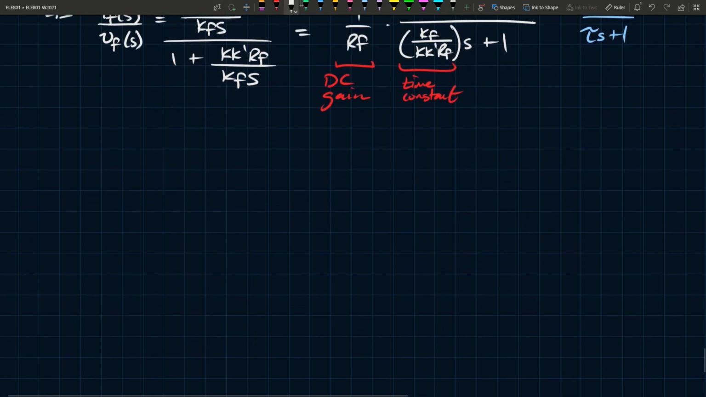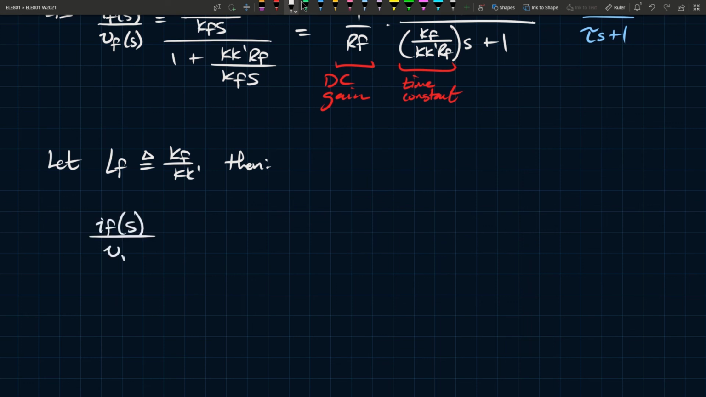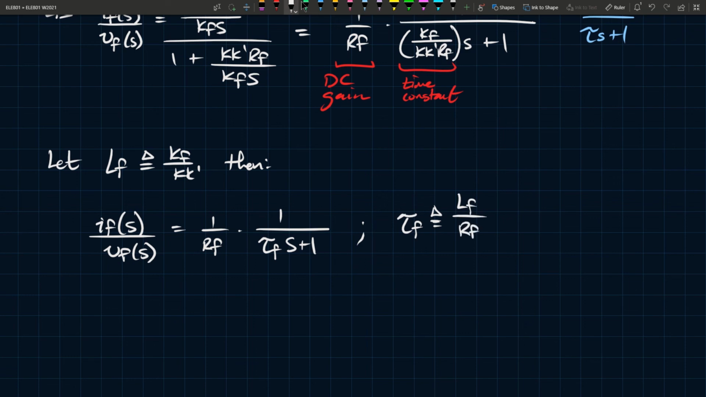So if we let LF equal KF over KK', then we can say IF(s) over VF(s) is equal to 1 over RF times 1 over tau F s plus 1, and then we can define tau F as being this time constant, LF over RF. So we have this inductance quantity, but we can define this as being a time constant. And so now we've modeled this as a first order type of block, whereas in the previous case it was much messier.